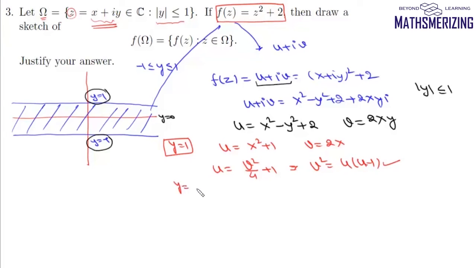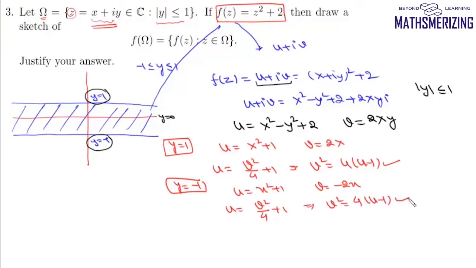Now we'll take y as -1. If we take y as -1, again we'll get u as x square plus 1 and v is -2x. Again we'll replace x with minus v by 2. So we'll get u equals v square by 4 plus 1. So again we'll get v square equals 4u minus 1. So for both the boundary values 1 and -1, we are getting the same parabola, which is v square equals 4u minus 1.